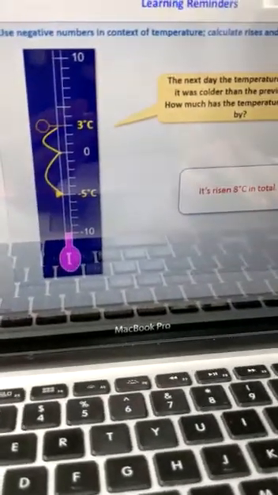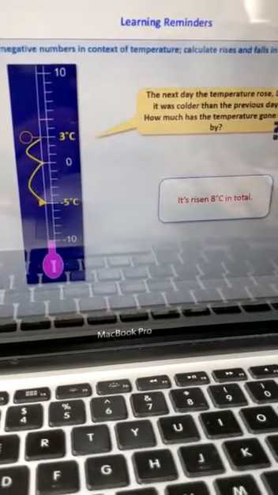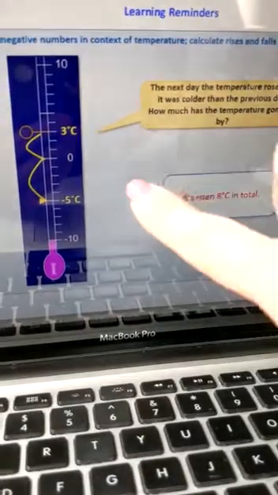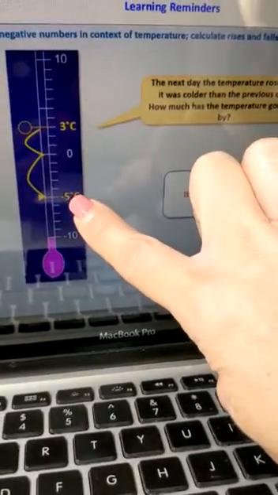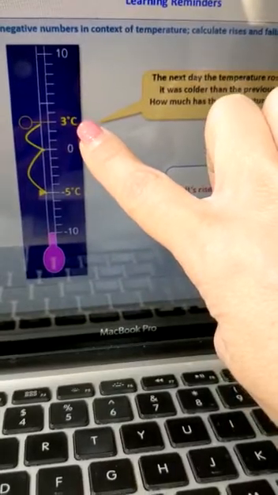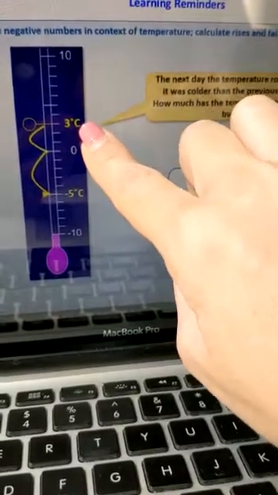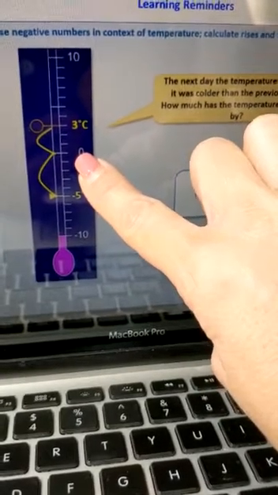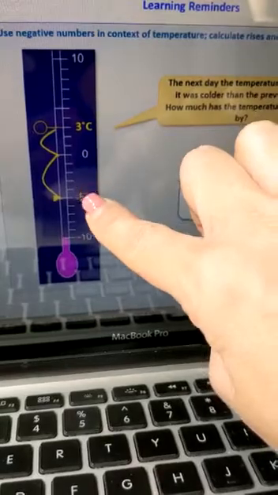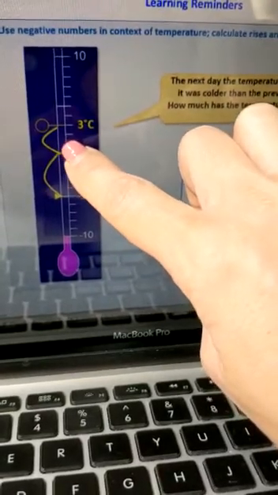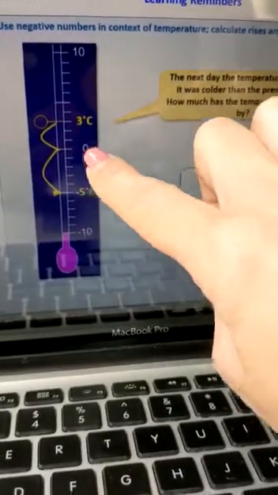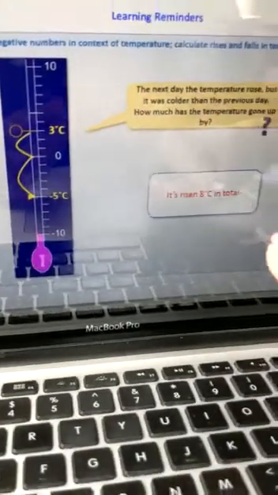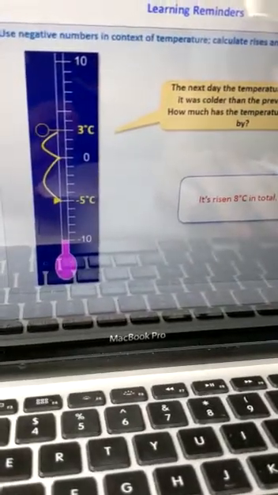Okay, so the next day the temperature rose, but it was colder than the previous day. How much has the temperature gone up by? So the temperature started here at -5 and then it rose to 3 degrees. How much has it gone up by then? So we started here at -5, so -5 takes us to 0, so that's 5 degrees difference there. And then we add on 6, 7, 8, those 3. We've got 8 degrees difference between the -5 and the 3 degrees. Okay, so it's risen 8 degrees in total.